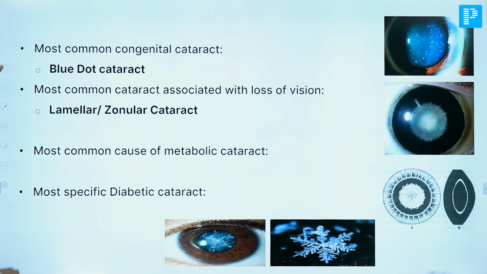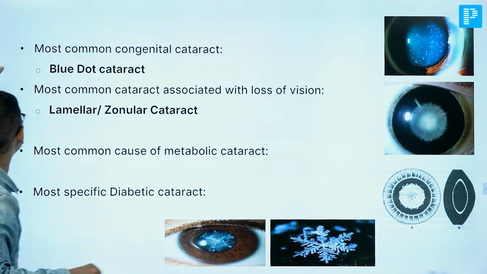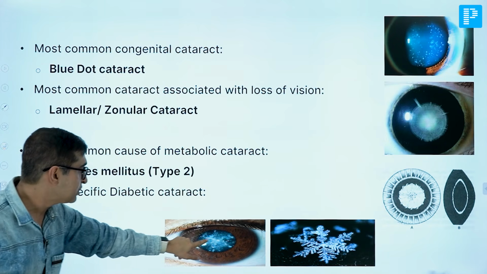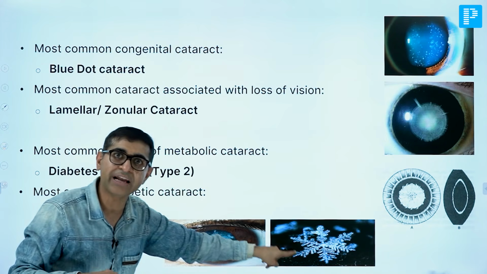All right. Now, can you tell me the most common cause of metabolic cataract? It is diabetes mellitus. Now, you can appreciate that this is something very known, very familiar to you.